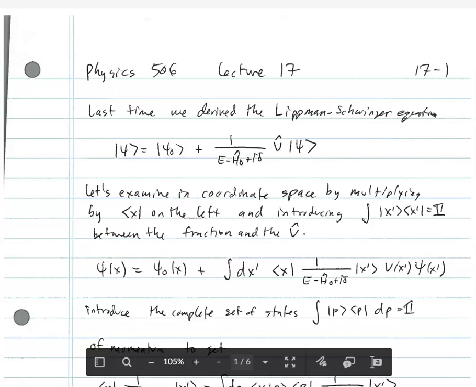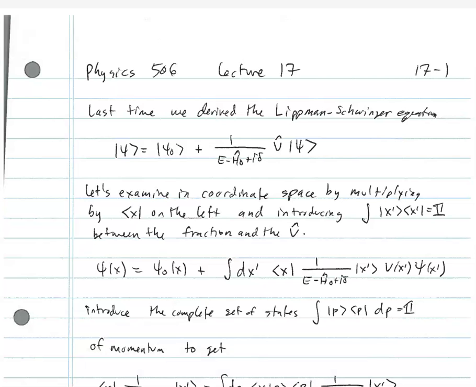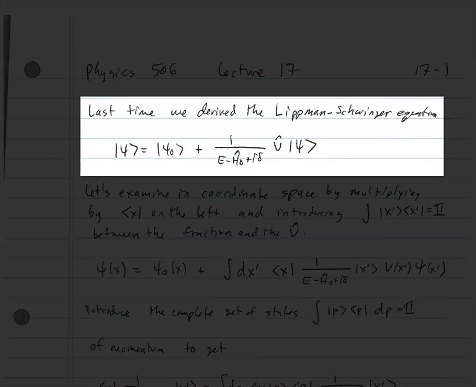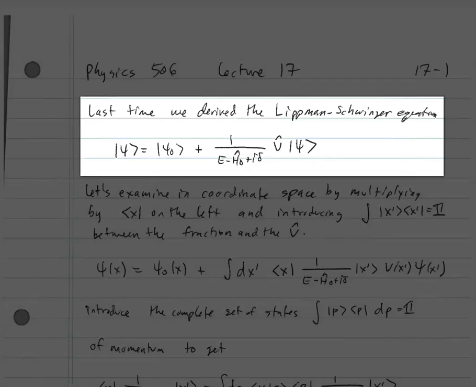Welcome to Lecture 21. We're now in our second lecture on scattering. If you recall from last time, we derived the Lippmann-Schwinger equation, which said our full scattering wave function psi was equal to psi 0 plus 1 over E minus H0 plus i delta, V hat, psi.